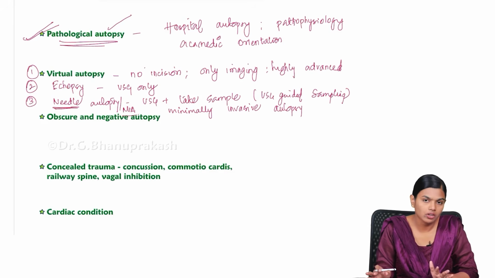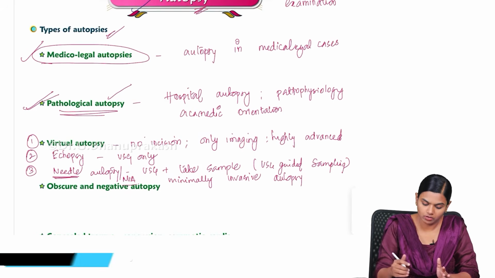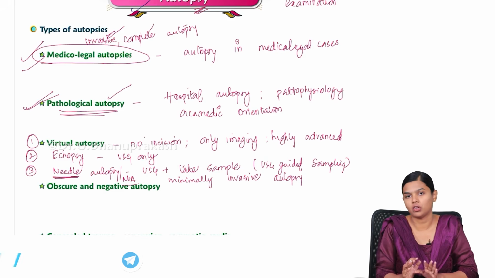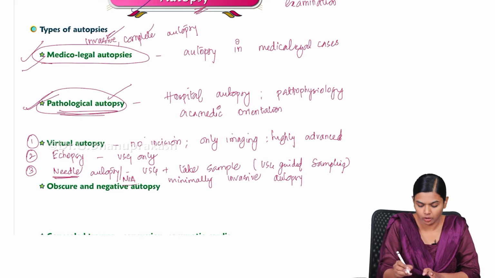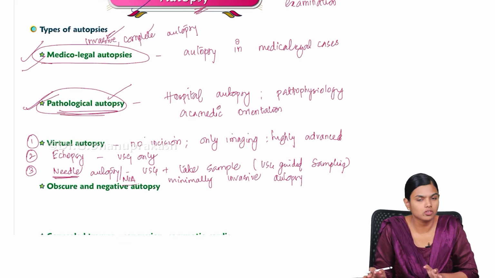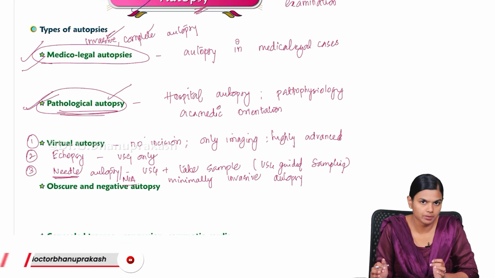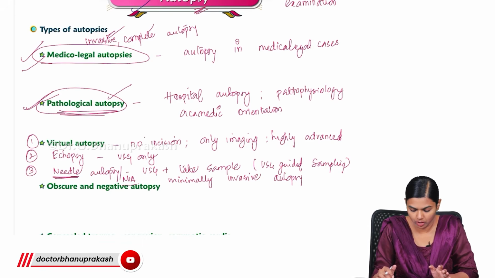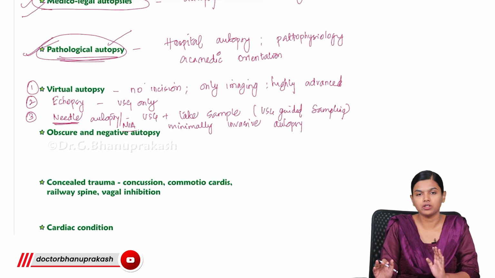But the major chunk of the autopsies that we do is the full, complete invasive autopsy. It is an invasive complete autopsy, and that too medico-legal autopsy is what is commonly followed. And the pathological autopsy, to some extent, is also being done, mainly for academic purposes, to know about the pathophysiology of the disease. So, these are the main types of autopsy that we have to know.